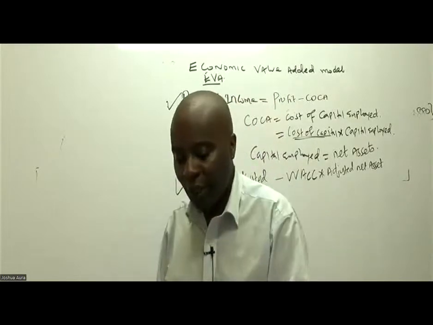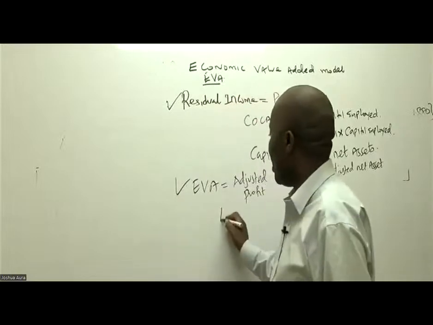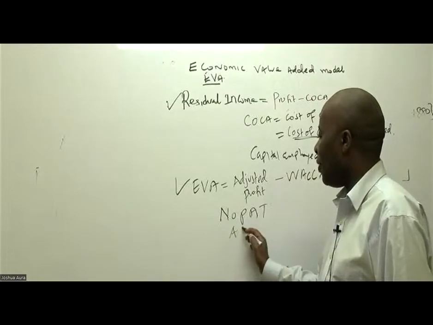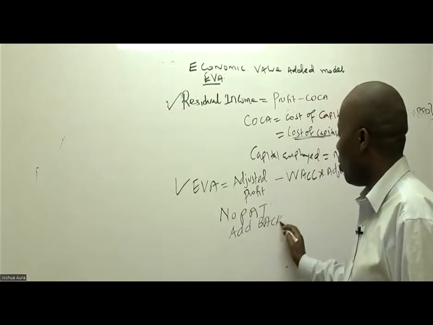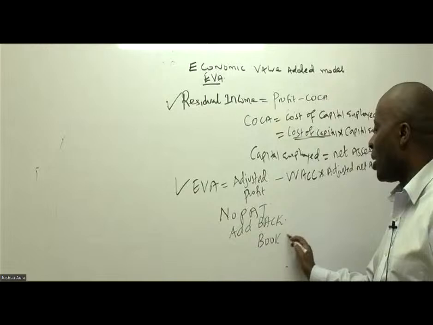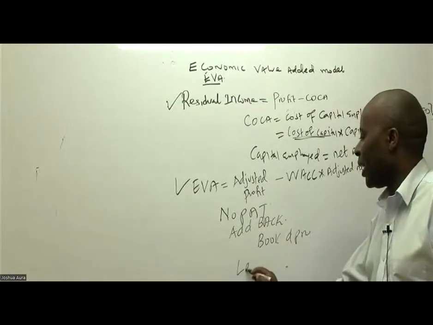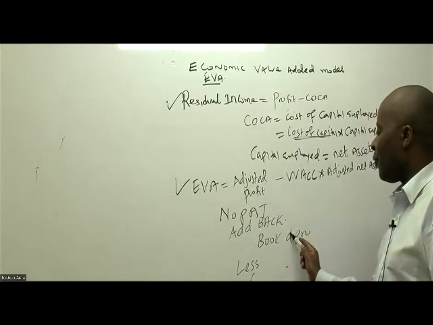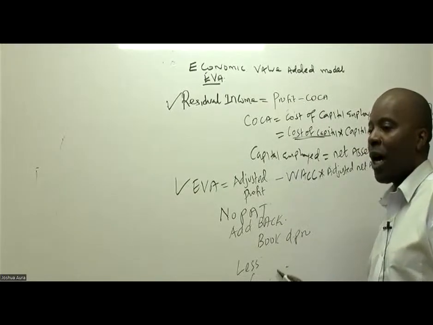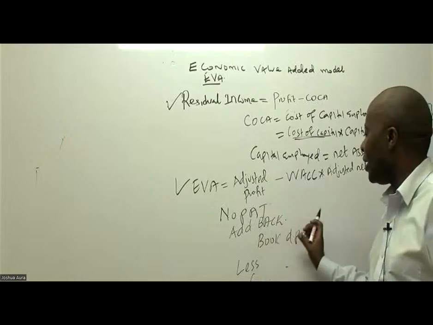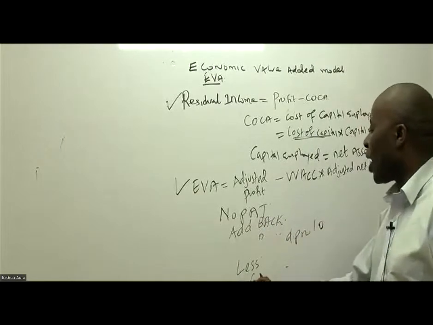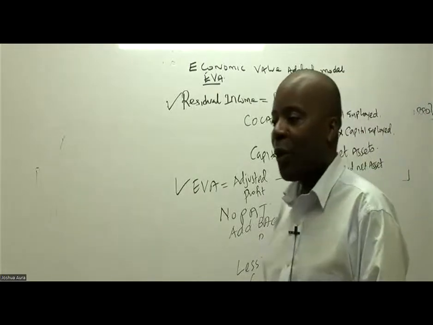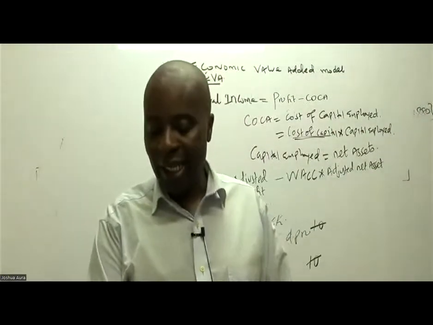So in terms of getting what we call NOPAT, net operating profit after tax, what shall we be doing? We shall add back book depreciation, and then deduct what we call the economic depreciation. What if the two are the same? If you add back depreciation of 10 and deduct economic depreciation of 10, they will cancel out. So when they are the same, we don't pass any adjustment.